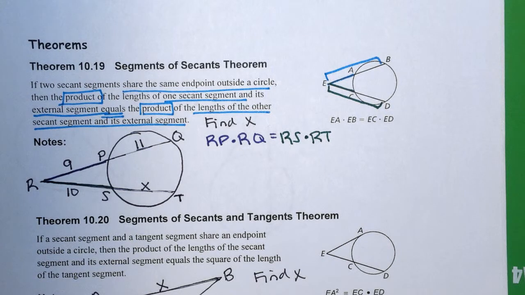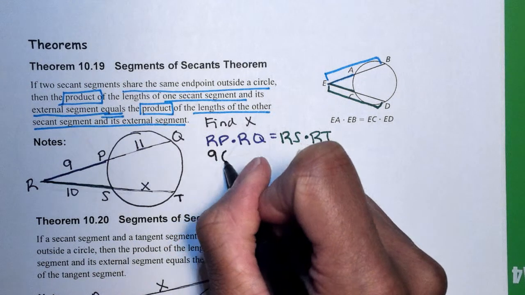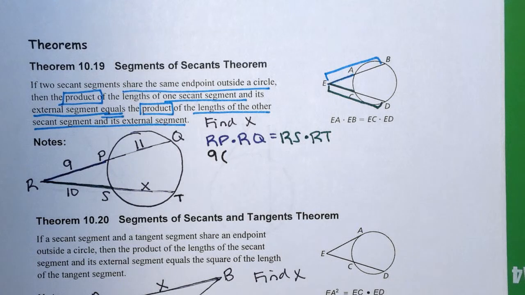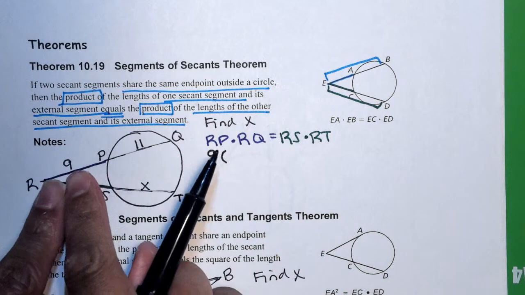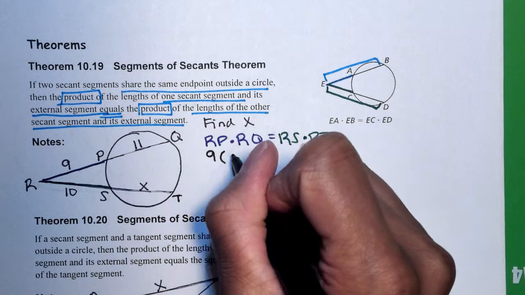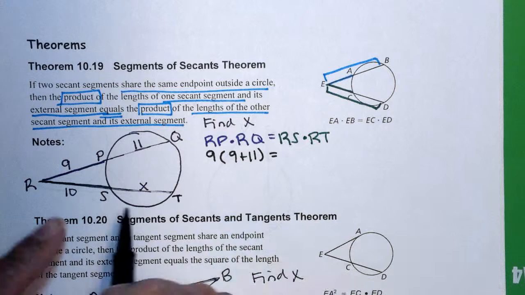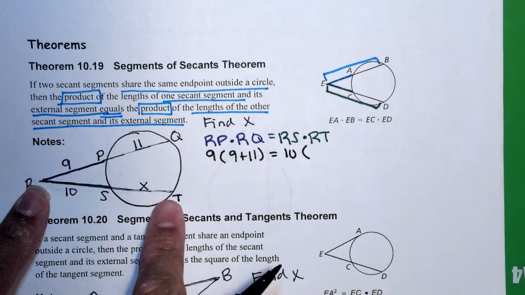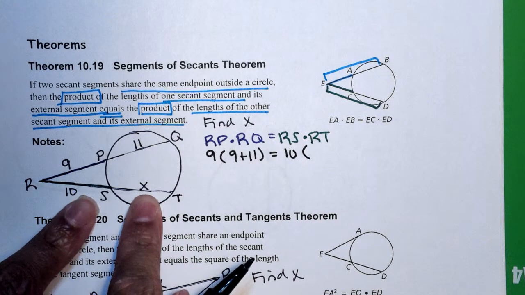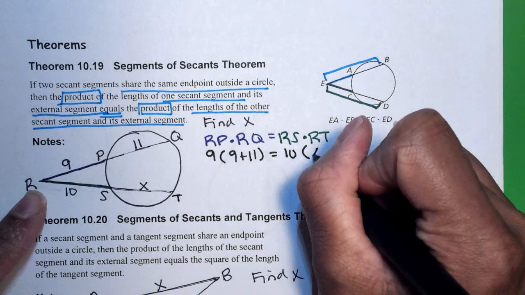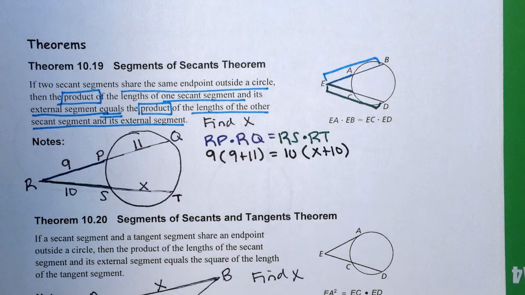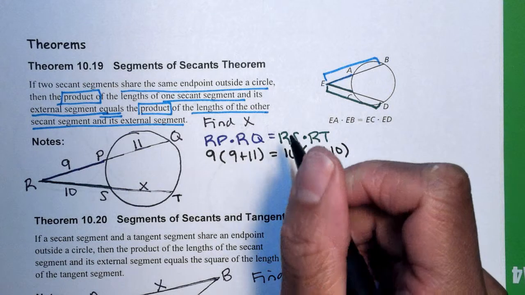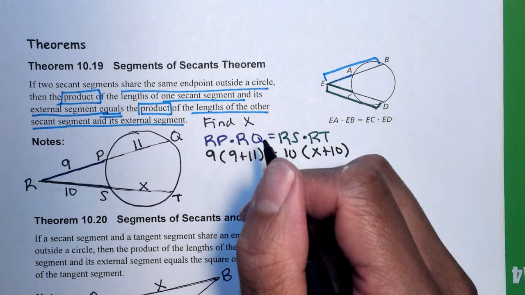So now we can plug in our equation. RP is 9. So 9, and you can use parentheses to indicate that you're multiplying. And then all of RQ, so RQ is all of this, so I have to add 9 and 11. So 9 plus 11 is going to equal RS, which is 10. And then all of RT, and RT is x plus 10. So note, if they don't have like terms, you are adding in order to get parts of the whole. So 9 plus 11 times 9 gives me 180.